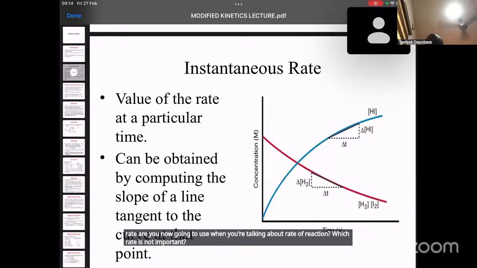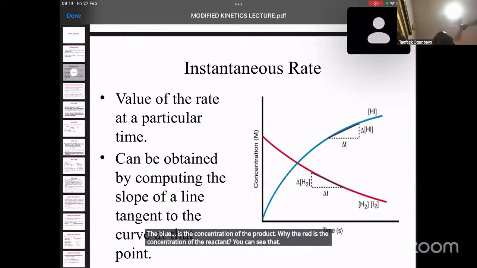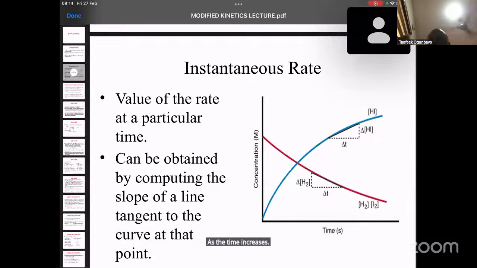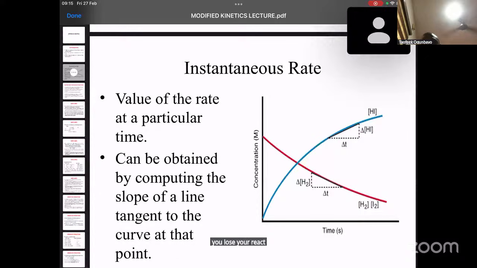If we're saying that rate changes, if you look at the curve you're seeing here, in this case the blue is the concentration of the product, while the red is the concentration of the reactant. You can see that as time increases, the concentration of the reactant decreases, and as time increases, the concentration of the product increases. I'm sure we understand that, of course, as the reaction progresses, you lose your reactant, you make more product. That is why concentration of the reactant decreases, concentration of the product increases.